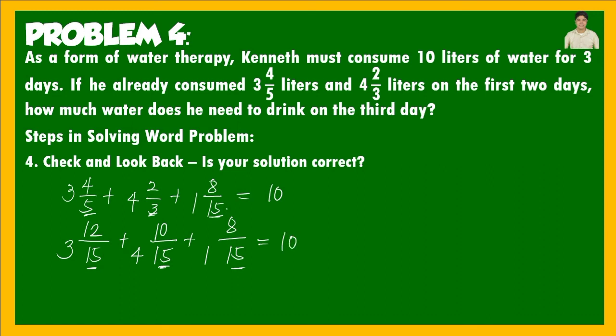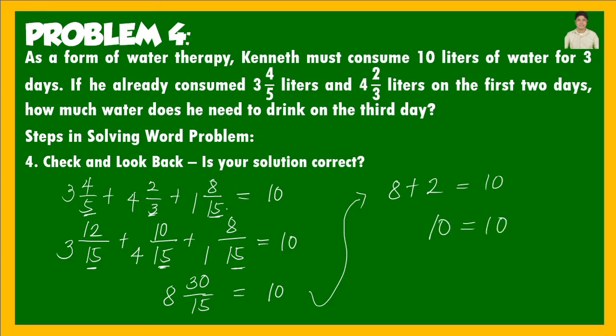Now, i-add natin yung mga whole numbers. 3 plus 4 plus 1, we have 8. And then, yung mga fractions, so 12 over 15 plus 10 over 15 plus 8 over 15. So, our answer is 30 over 15 equals 10. Equal ba sila? Yes. Paano sila naging equal? Yung 30 over 15, kailangan po nating express yun. So, 30 divided by 15, the answer is 2. So, magiging 8 plus 2 siya nun. Equals 10. And 8 plus 2 is equal to 10. So, 10 is equal to 10. So, ibig sabihin, yung sagot natin na 1 and 8 over 15 liter, this is correct. Kasi, as you can see, nakuha natin 10 is equal to 10.